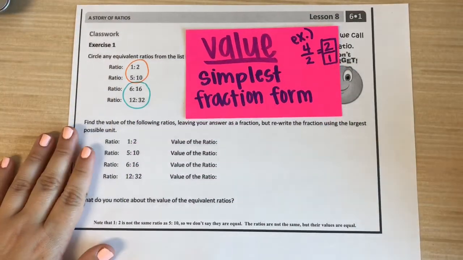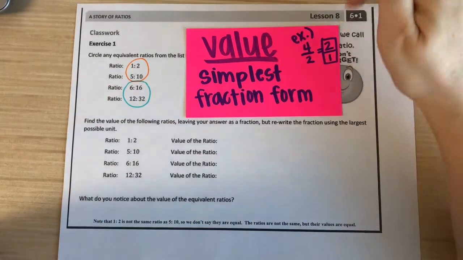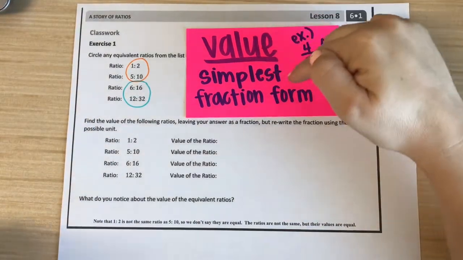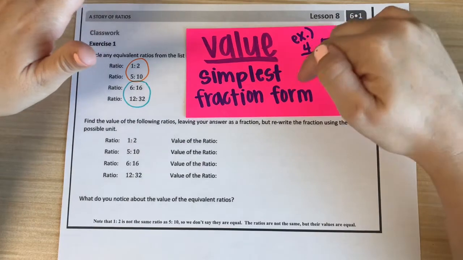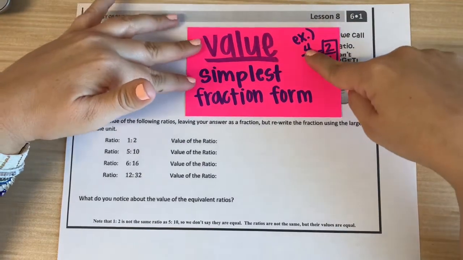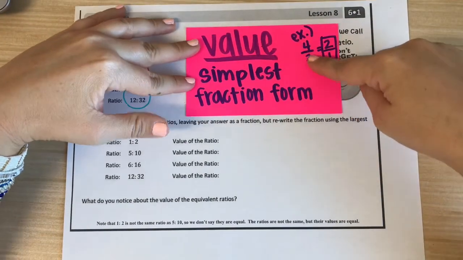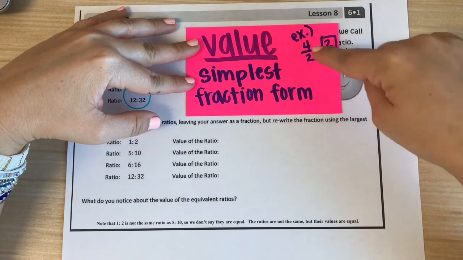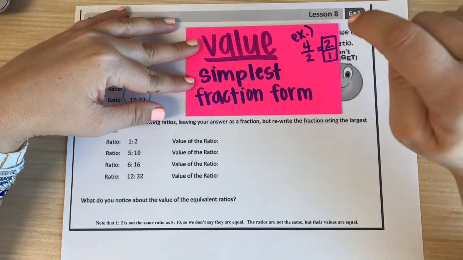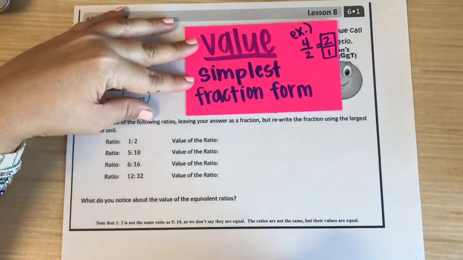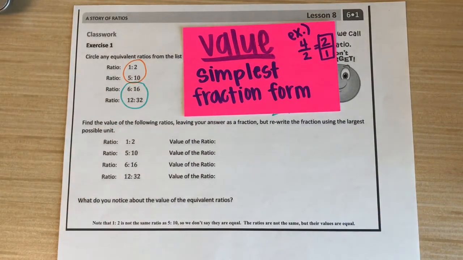Okay, so for this bottom part here, I'm going to refer back to the idea that when it says it wants a value, it wants its simplest fraction form. For example, even though the ratio might be 4 to 2, I could reduce that down to 2 over 1. So I'm going to talk about that down here and model it a little bit. But this is really where you want to know your factors.